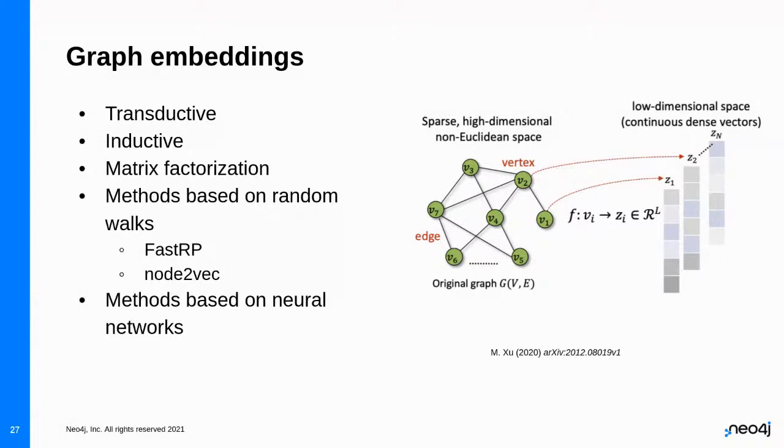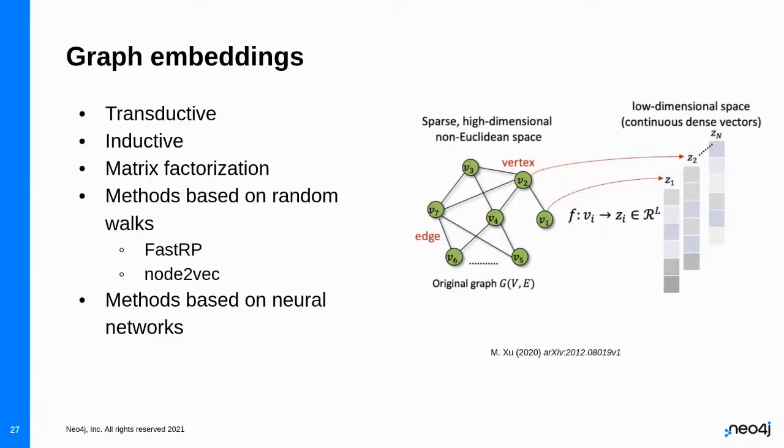Node2Vec is kind of similar to that Word2Vec approach. FastRP is a little bit more random about the graph. It's actually, as the name suggests, pretty fast. RP stands for random projection, in case you're curious. And then there are other methods based on neural networks. They start getting pretty complicated. That's going to be beyond the scope of today.